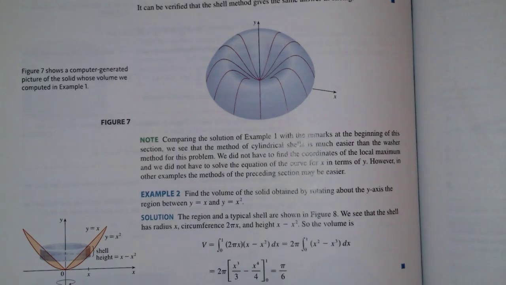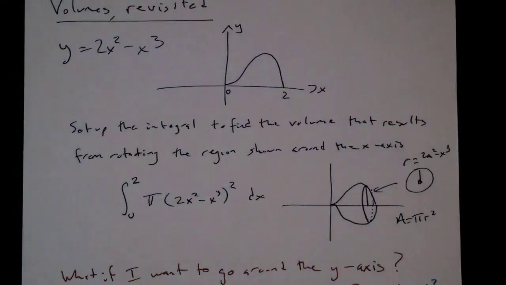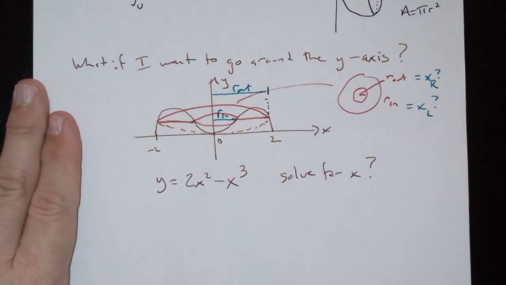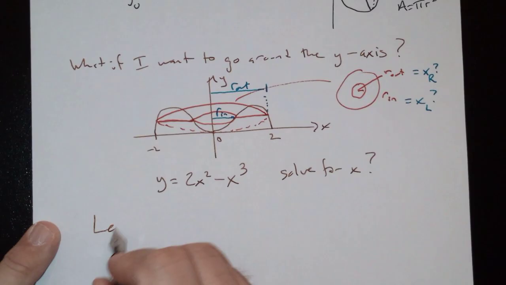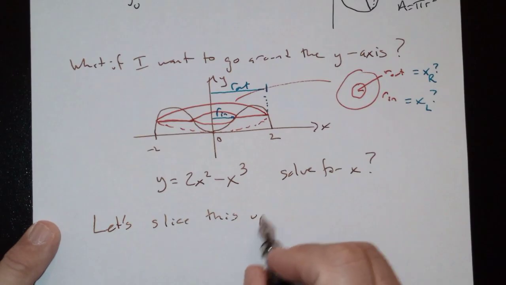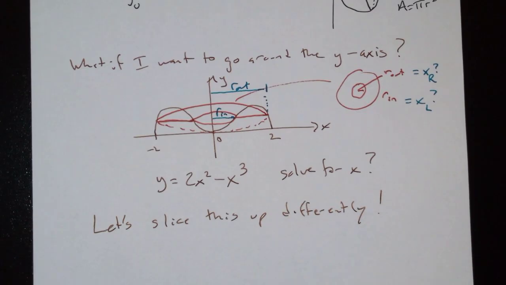But I can't cut this horizontally. I don't know how to make the slices work right. So my problem isn't the fact that I can't see the shape. My problem is this cut up method doesn't work. So I need to slice this up differently. And I mean that literally.